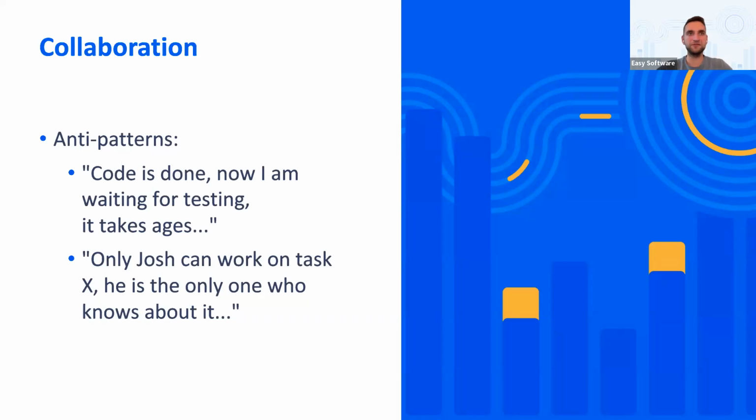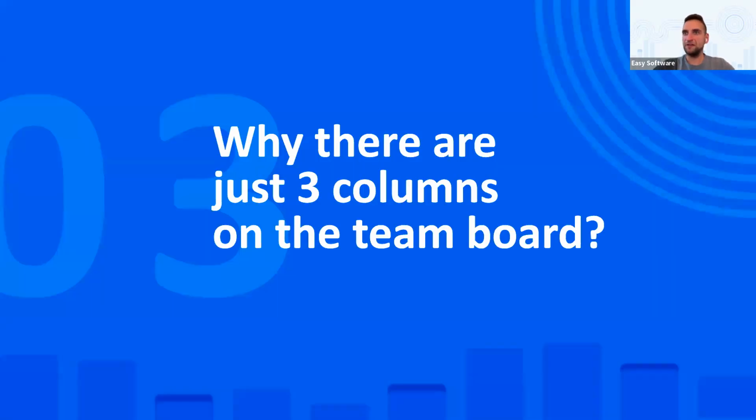Which leads me to a question for Jan. In Scrum boards in Easy Redmine, there are only 3 columns on a team board: to do, work in progress, and done. So the question is, why is that? Why can't admins add more columns? Because in other tools, it's possible to have 5, 6, 7, or even more columns.